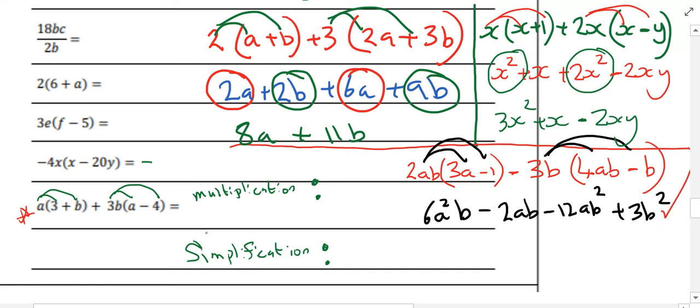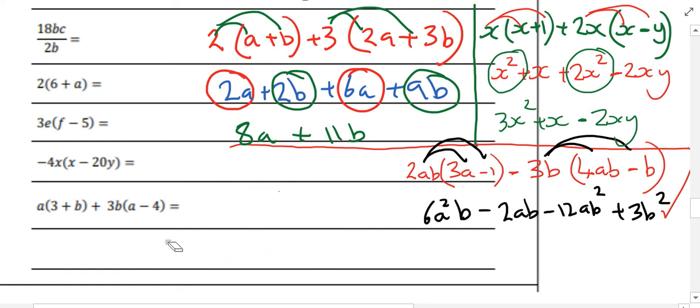Okay, so I'm going to ask you to do this one. And there's a bit of a clue there. There's a multiplication and a simplification. So off you go. Pause the video. Okay, so hopefully you've done that now. I'm going to draw Mr. Winston's eyebrows again. So we have 3a plus ab plus 3ba negative 3 4s are 12 b.